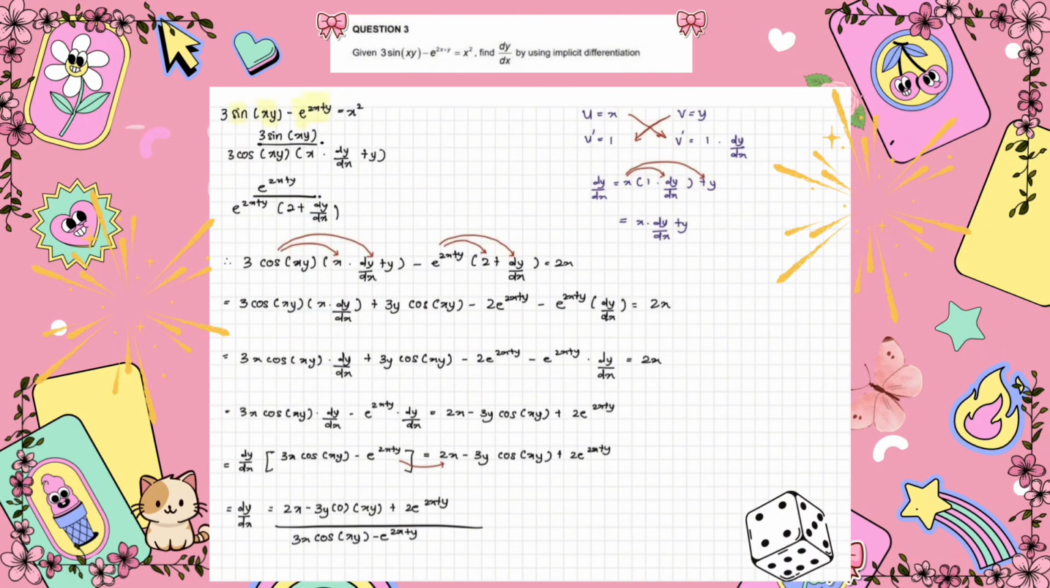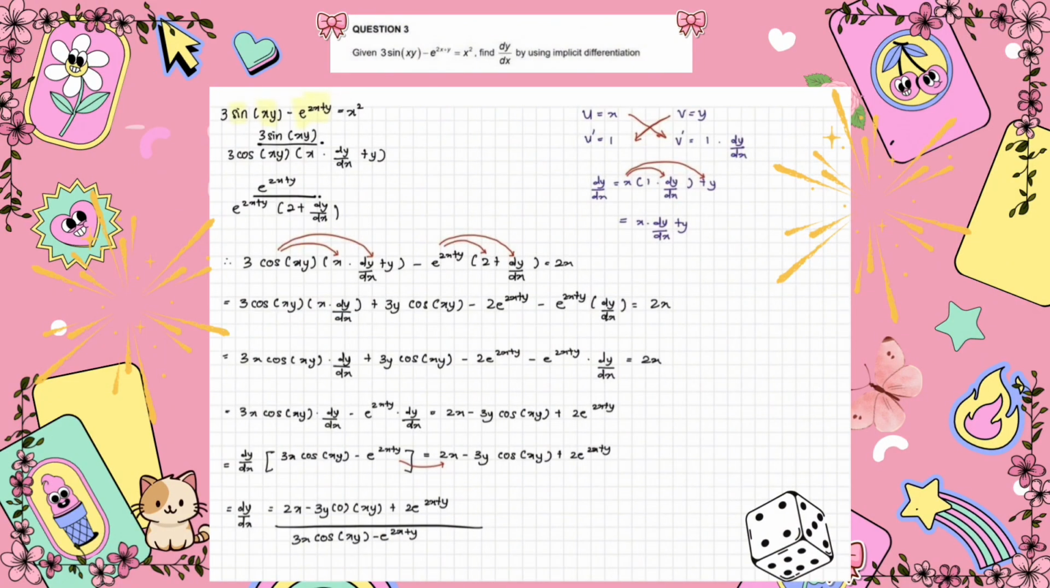So my question is: given 3 sin xy minus e^(2x+y) equal to x^2, we want to differentiate both sides with respect to x. Step 1. Differentiate both sides. So for 3 sin xy, you will get 3 cos xy (x dy/dx plus y), and for e^(2x+y), you will get e^(2x+y) (2 plus dy/dx). For sin xy, use the chain rule. Since xy is a product, apply the product rule inside.